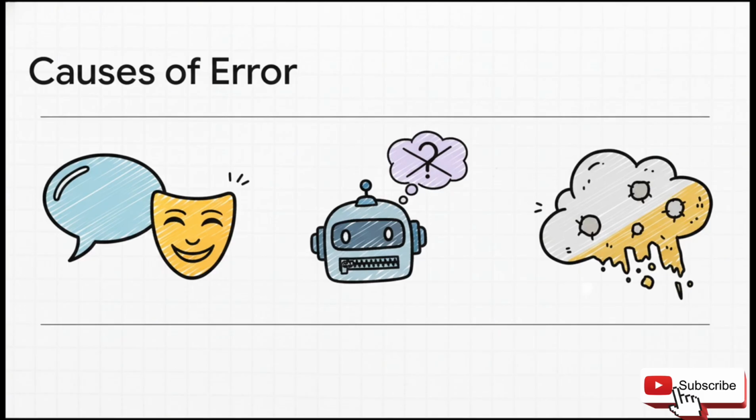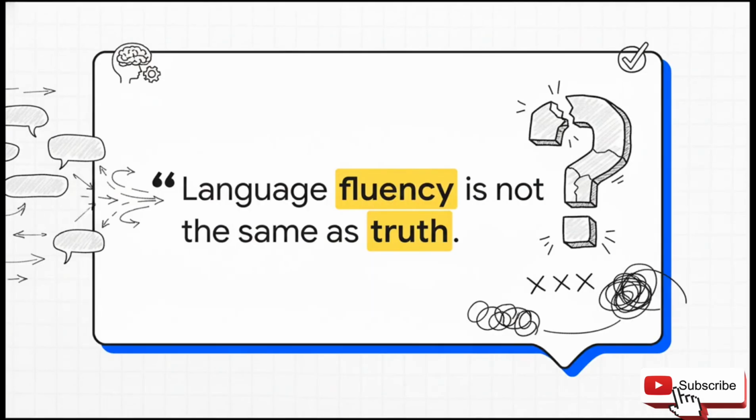So it will simply generate the most probable continuation using whatever patterns it learned from data that might be incomplete, or biased, or just plain outdated. For example, if it's trained on old medical data, it might confidently give you outdated advice, because that's the most probable pattern it learned from. So if you remember nothing else from this, please remember this. Language fluency is not the same as truth. A perfectly written, confident-sounding answer from an LLM gives you zero signal about whether that answer is actually correct.